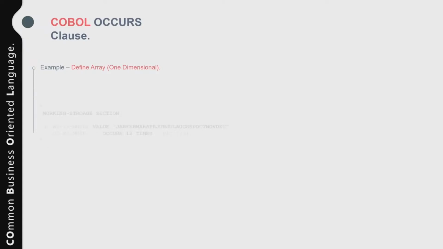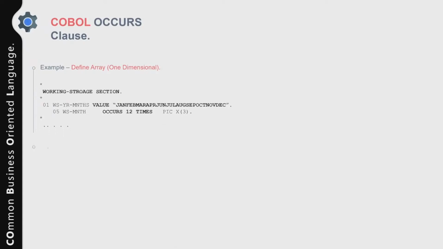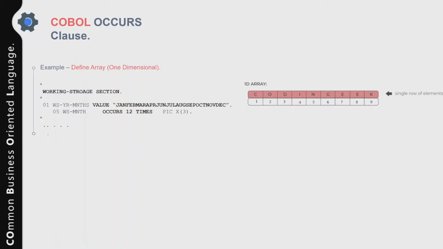Now let's talk about our next example. In this example, I'm using a VALUE clause while defining a table. The name of the table is ws-year-month, and I've used level 01 to define that. Thereafter, I've used a VALUE clause, and within quotes, I've specified the abbreviation for each month. For example, if it is January, then I've used Jan. If it is February, then I've used Feb. At the next level, I've defined the field ws-month, which occurs 12 times, and the length of each field is X(3).